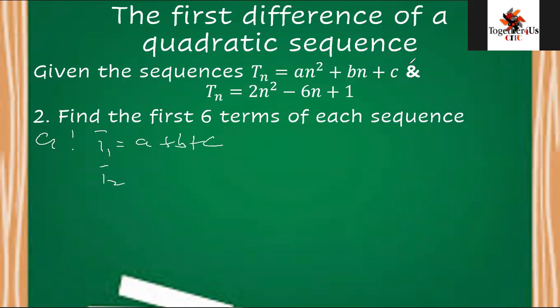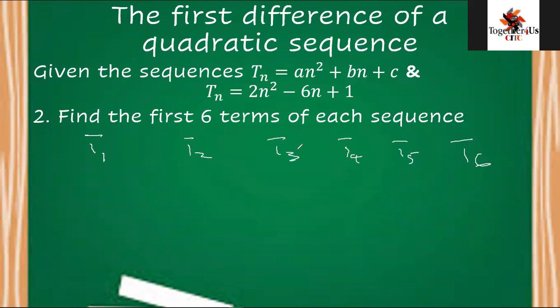Now, as you do that, I want you to write these things in this order. You are going to have T1, T2, T3, T4, T5, and T6. This is for the general. And I'm going to fill this one for you, A plus B plus C. Now, go ahead and find out what T2, T3, T4, T5, and T6 should be for this general sequence.